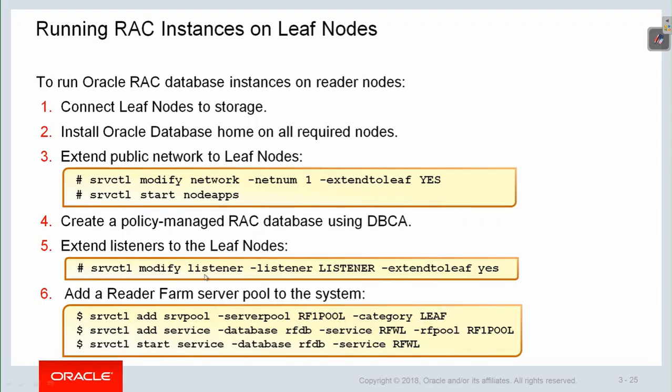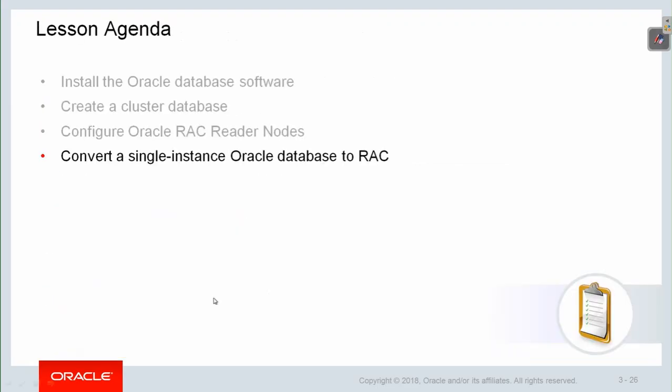And then you will have to extend listeners to leaf node as well to support connection request handling. And also add a server pool to the system. So you group leaf node as a server pool, and then we're going to actually create service to support connections. So that's actually the configuring Oracle RAC reader node.